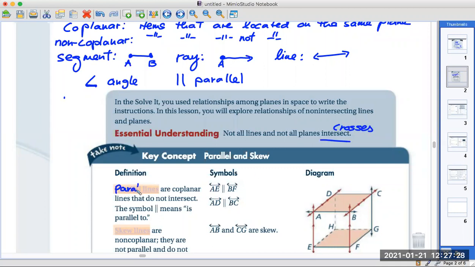Parallel lines. Definition: parallel and skew. Parallel versus skew. Parallel lines are coplanar, in the same plane. Lines that do not intersect, like railroad ties. And the symbol, two double bars, means it's parallel to. So here's our symbol. This is a line; notice you have arrows at both ends. Line AE is parallel to BF.